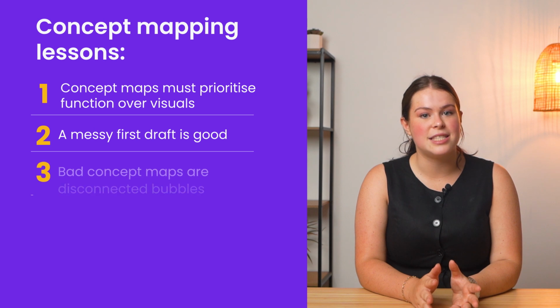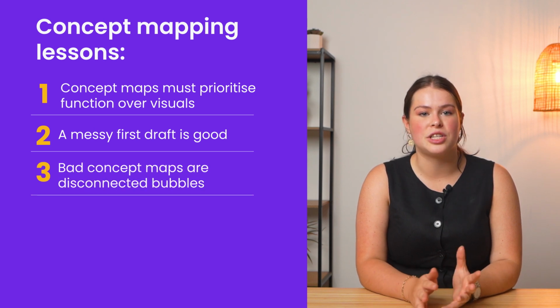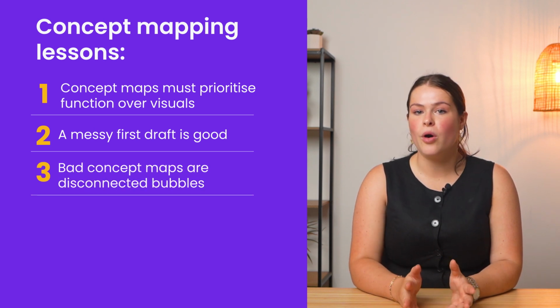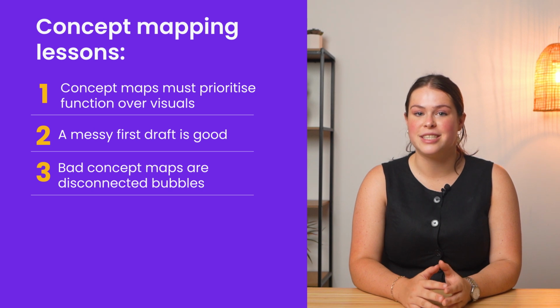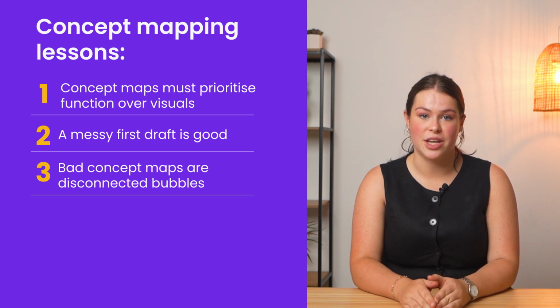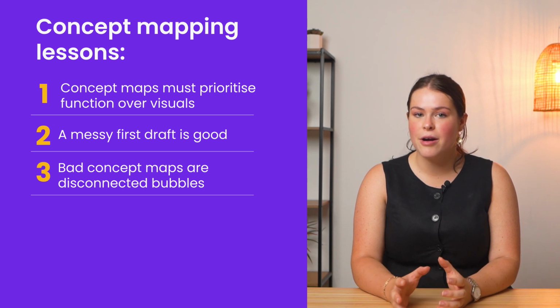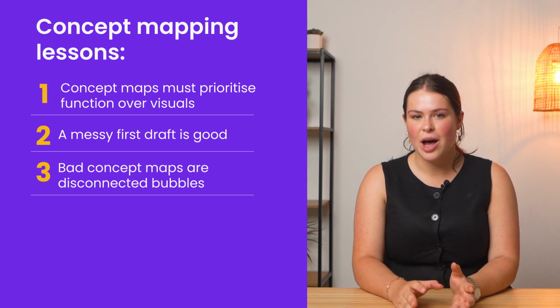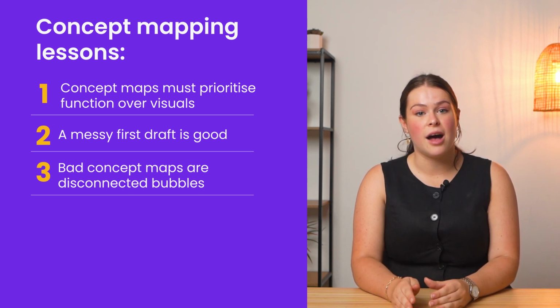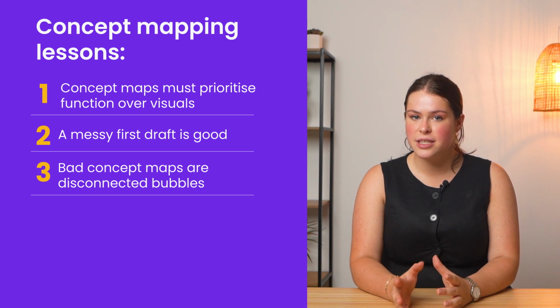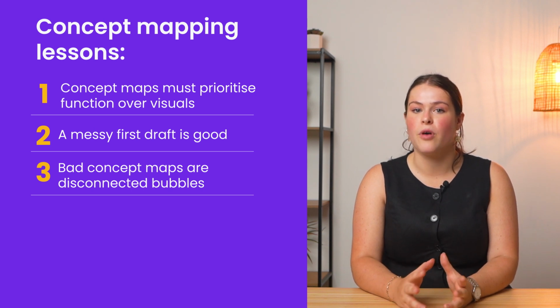The third lesson is that a bad concept map is just a collection of disconnected bubbles. A poor concept map looks like random information scattered across a page with no clear relationships. If your map doesn't show cause and effect relationships, comparisons, or hierarchy, then it's not helping you to think critically. Always ask, how do these ideas connect? And what is the big picture takeaway from this section?